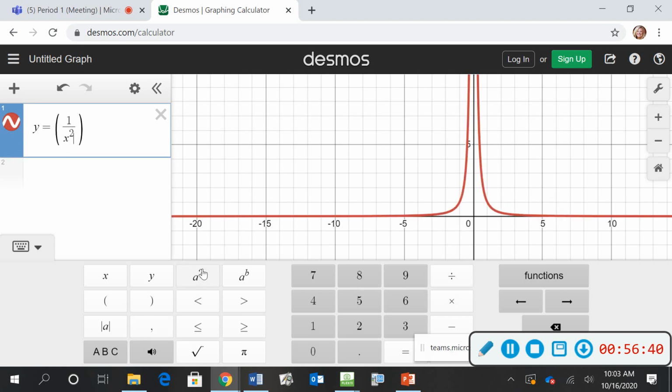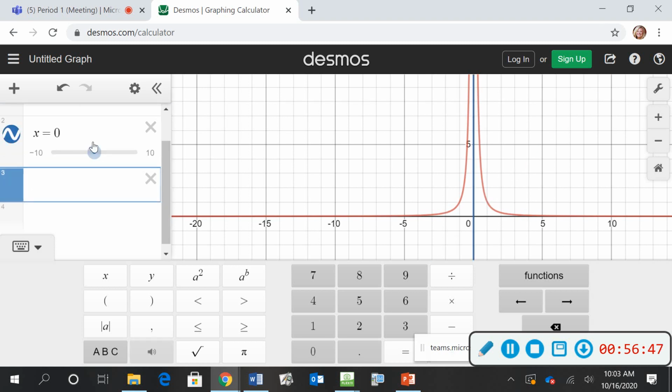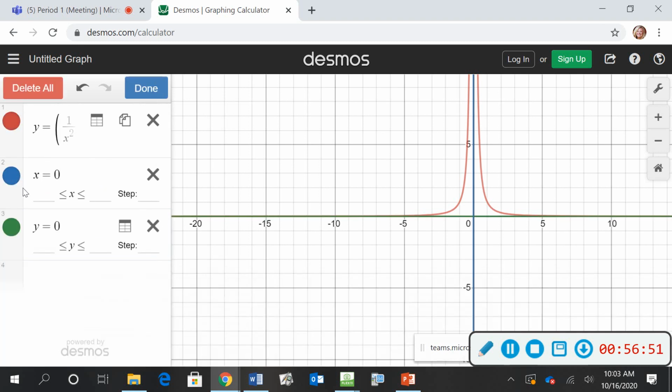Here's what we have, okay? It looks like this. And remember, we determined that the vertical asymptote was x equals 0. The horizontal asymptote, it says, will always be y equals 0. And I'm going to come back here and change those to maybe some bright colors.